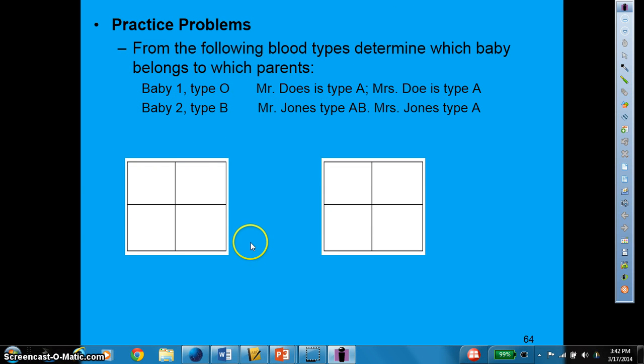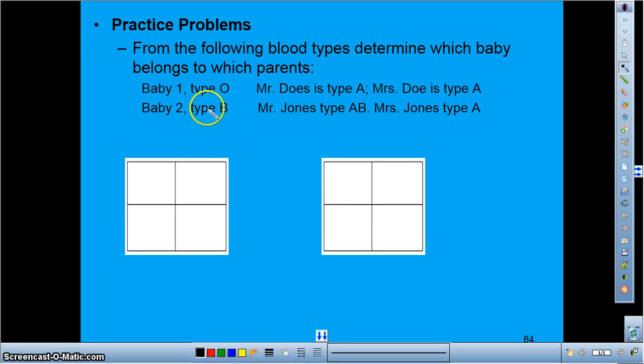Let's look at another practice problem. From the following blood types, determine which baby belongs to which parents. All right, so let's see. If baby 1 is type O, the only possibility for this child is to be type OO, because those are recessive. However, if a baby is type B, that baby can be type BO, or they can be type BB.